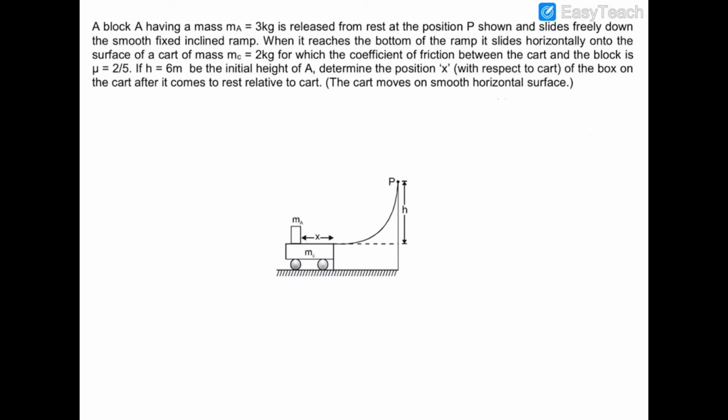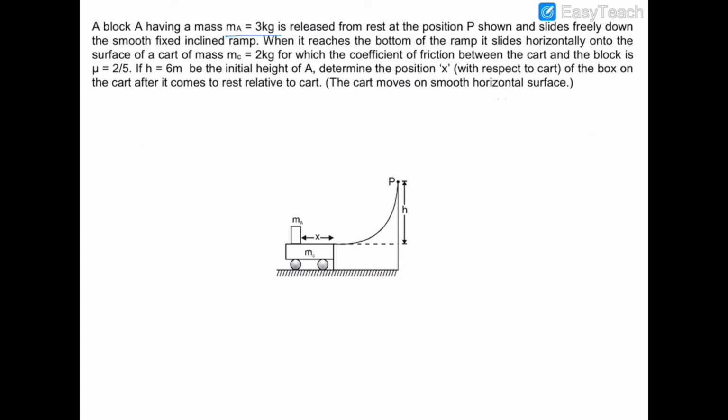In this question, there is a system in which there is a block MA whose mass is 3 kg. This block is being released from this point P, which is at a height of h. H is equal to 6 meters. So this block is released from this point and it starts to slide, and this is a wedge which is at permanent rest.